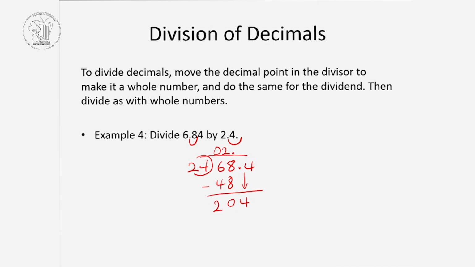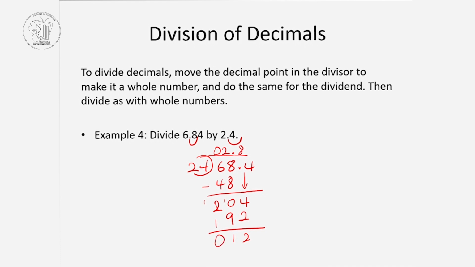So 24 can go into 204 8 times. And 24 times 8 would give me 192. And when I subtract this, I'll get a value of 2 from 4 would give me 2. So this will give me 1, more 1 there. So 9 from 10 would give me 1. And 1 from 1 would give me 0.